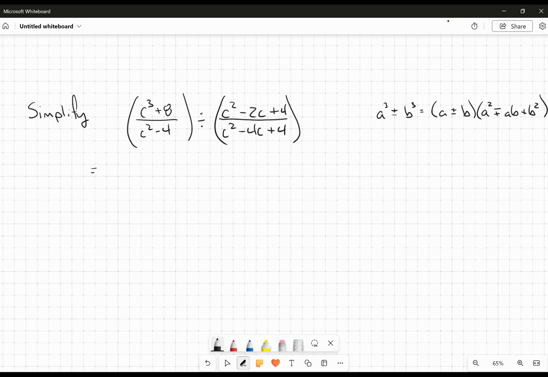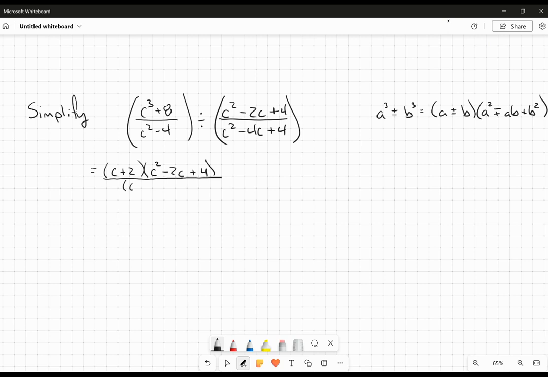So in this numerator, the c cubed plus 8, the cube root of c cubed is going to be c, plus the cube root of 8, which is 2. The rest of the pattern tells me I'm going to square the c, so it's c squared, change the sign, minus 2c, plus I square the second term, which is going to be 4. This is all going to be over c squared minus 4.